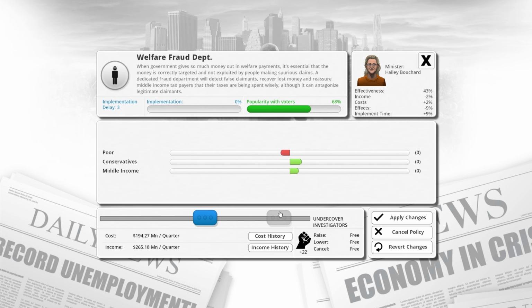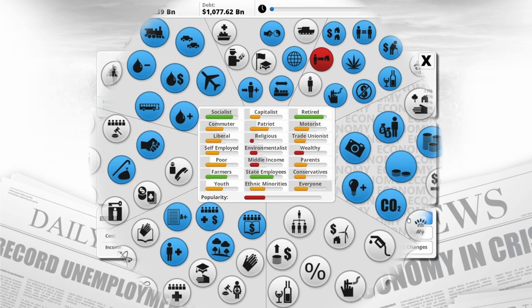And as you can see these graphs here, poor people don't like it so much. Conservatives and middle income do like it. So I'm just going to crank this one right up to the max for now because it's not that bad. It does have a cost, it does have some income, but overall the income is greater than the cost. So let's go ahead and apply changes with that.